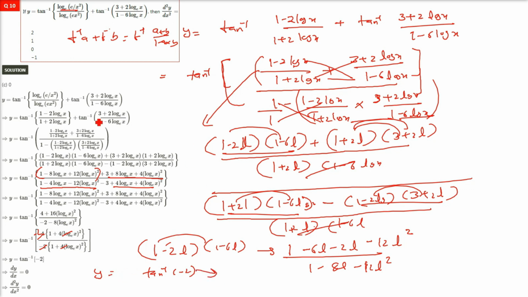Okay. Now since you have to find out dy by dx, we have just solved the expression. We have not differentiated as of now. So when you differentiate it, you'll see that tan inverse minus 2 is a constant. It will be 0. When you double differentiate it, it will again be 0. So the answer will be 0. After all this effort, dy by dx is going to be 0.